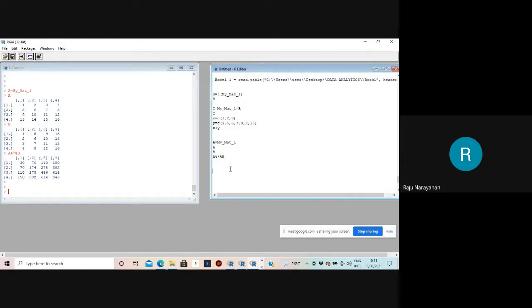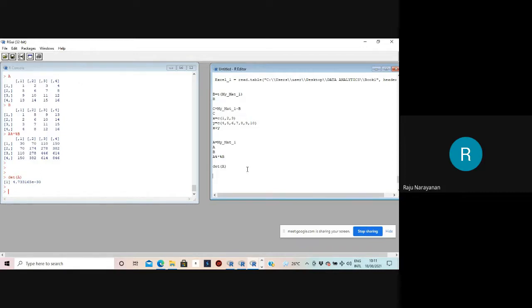Percentage star percentage. Okay? Suppose you want to find the determinant of A, det A. That will give you the determinant of A. That is 4.7331, etc., E raised to minus 30. A very small number, a very negligibly small number.